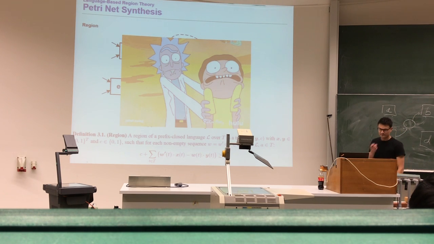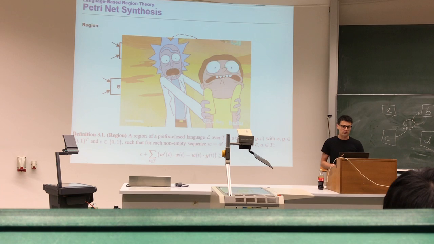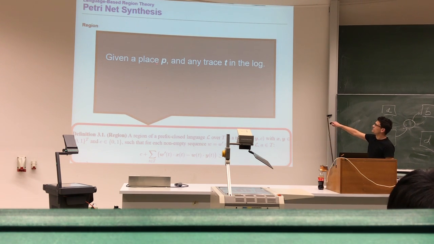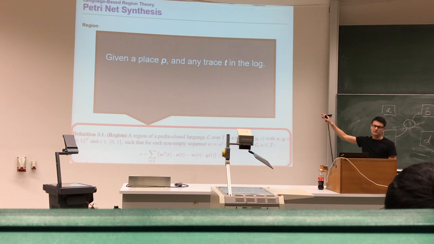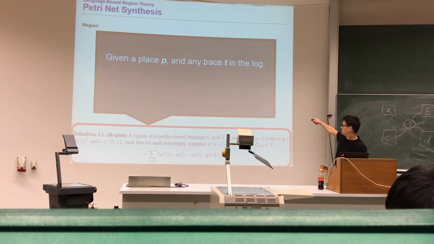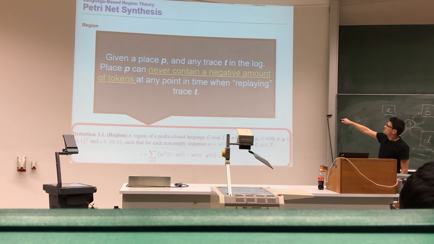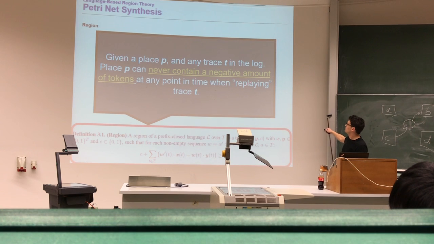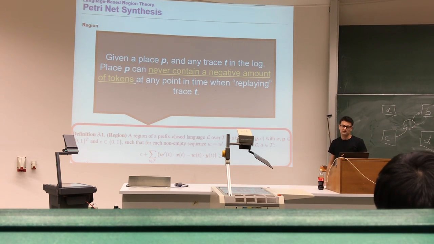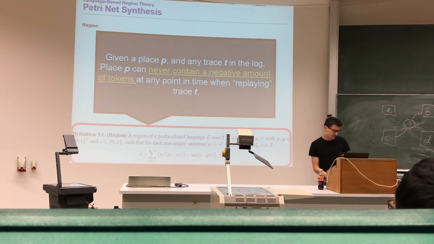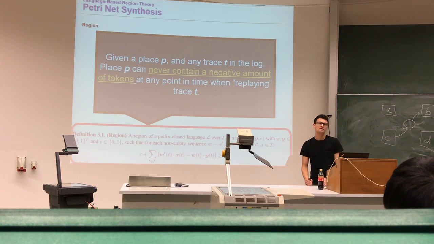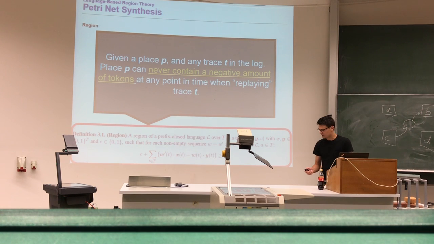Okay, I can imagine that you feel like this if you see that, and if not, then you really did your homework very well. So what it says is, given a place p, essentially, if you translate the region to a place, which we also do in state-based regions, and given a trace t in an event log, place p can never contain a negative amount of tokens at any point in time when we're replaying trace t. That's essentially what this is saying. To replay every trace in the event log, we need to generate each prefix. So after each possible prefix of the trace, the number of tokens in the corresponding place, which is identified by this region, cannot go negative.